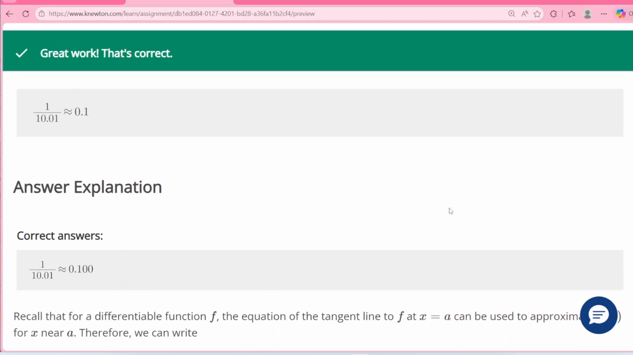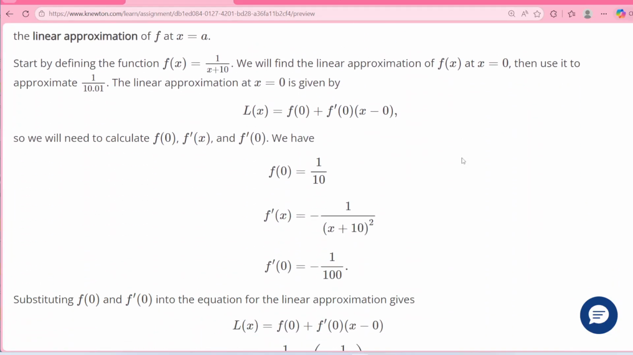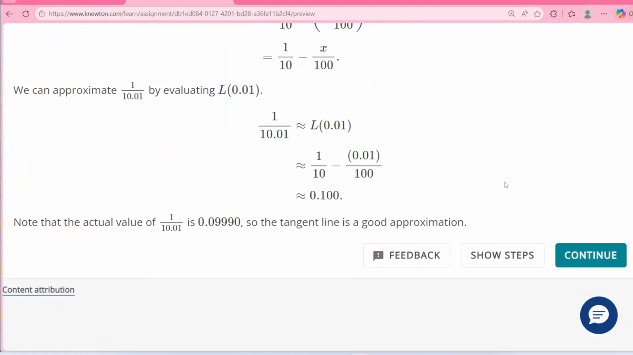Okay, which you probably could have told me without doing a line there, right? This is very close to 1/10, right? And the denominator is almost 10. They go through all the stuff here.